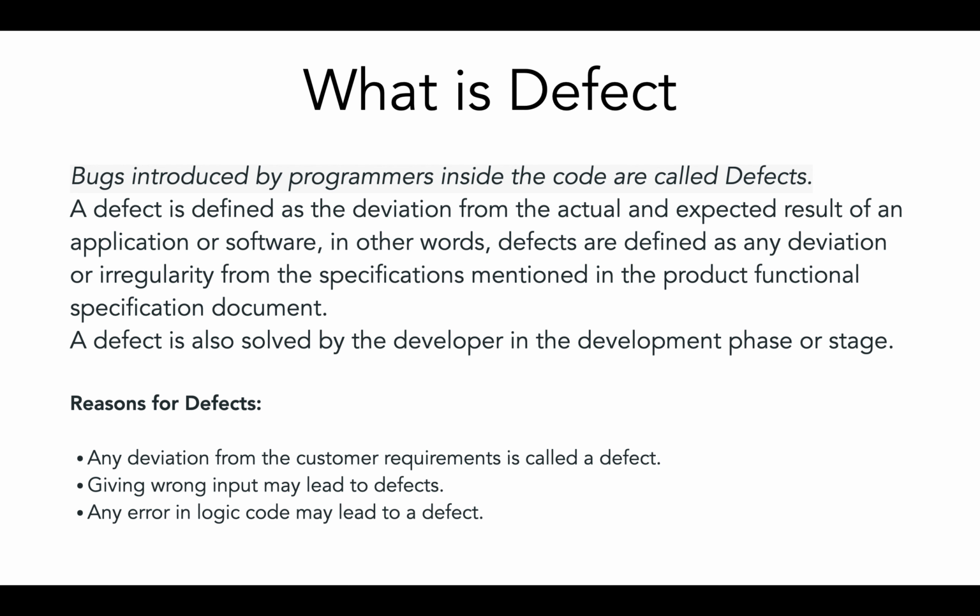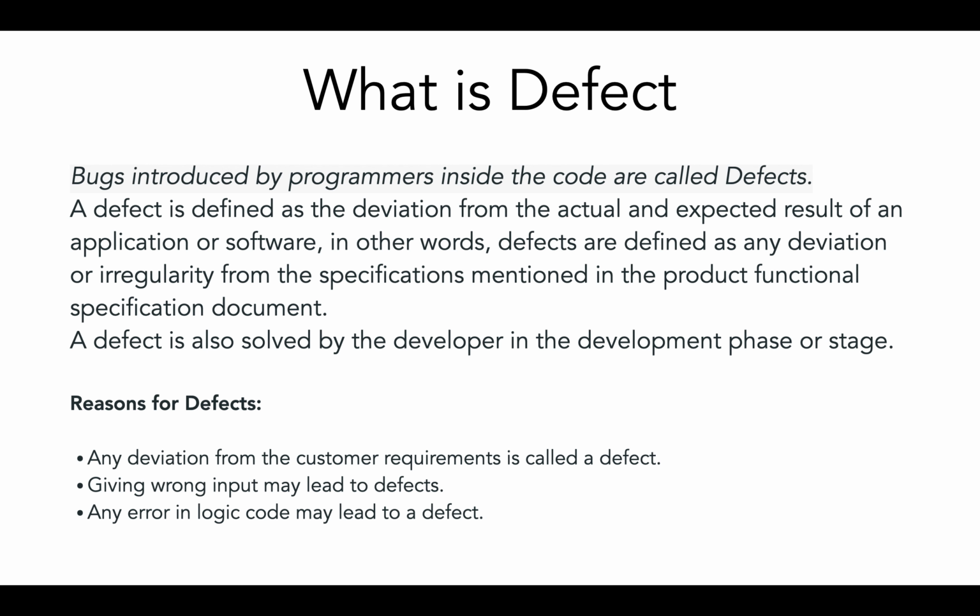Any error in the logic code can also lead to a defect. So the main thing we need to remember is that any deviation from the actual and expected behavior is a defect. This defect will mostly be found before going to production. If you find such an issue, any deviation, that is a defect, and it should be fixed by the development team.